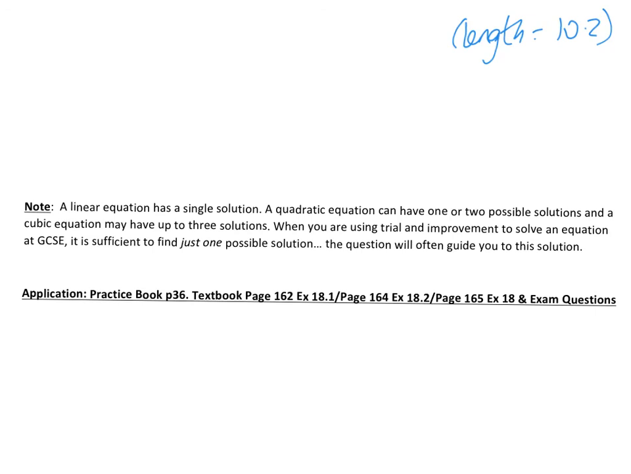And just a note on this, that whenever we are solving linear equations, we get one solution. So something like 2x plus 3 equals 4, there's only one solution. A quadratic, so anything involving x squared, could have 1 or 2 possible solutions, and a cubic could have up to 3 solutions. But whenever we're doing trial and improvement, all we need to do is find one possible solution, and the question will very often tell you exactly what we need to do or where to start. So it should be obvious as to which answer you're going to get.